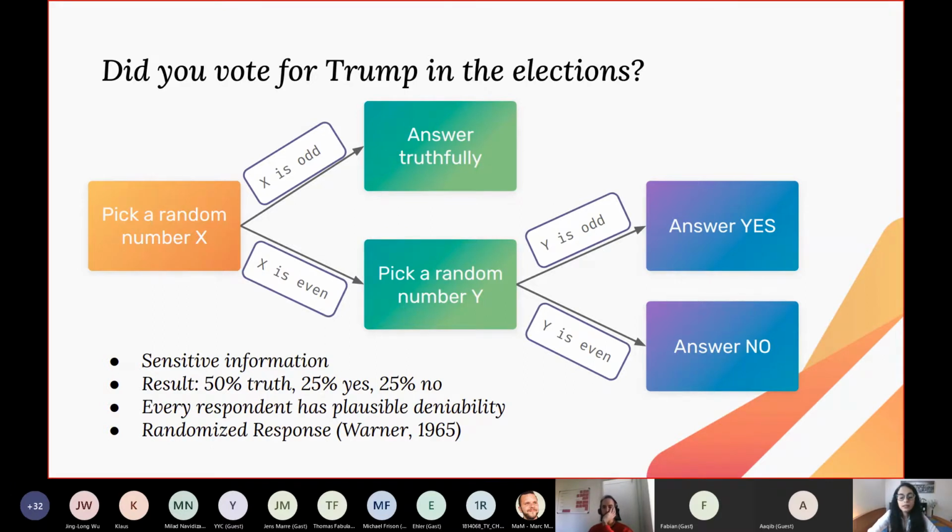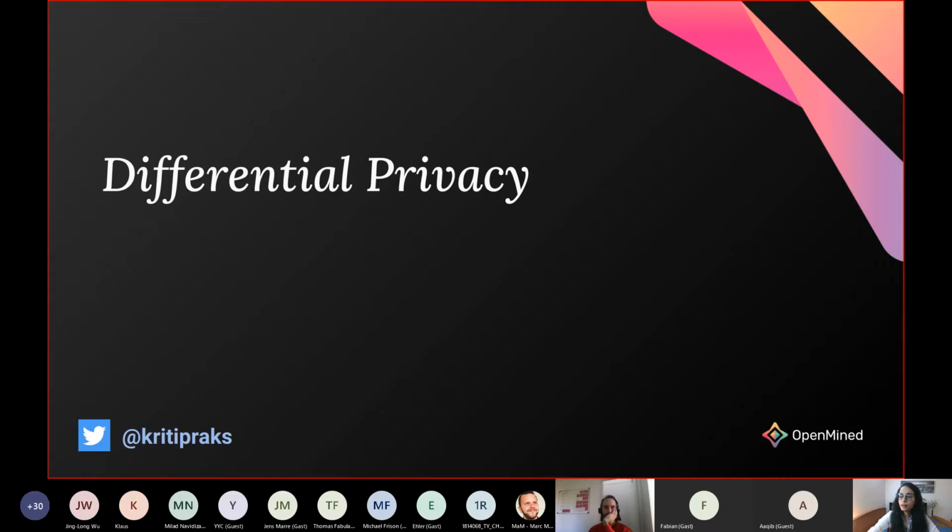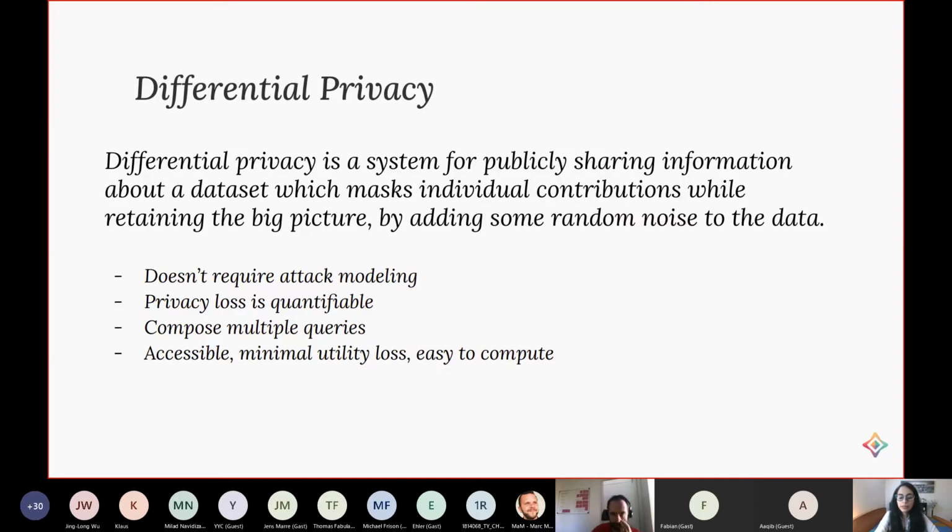So differential privacy is a very recent research field. It's just been around 15 years or so, and it builds on this simple intuition. It comes from the field of cryptography. It's a system for publicly sharing meaningful information about data that could be private or sensitive. The way it does so is that it masks any single person's contributions, but at the same time, the bigger picture remains the same. It does that by randomly adding noise to the entire data set.